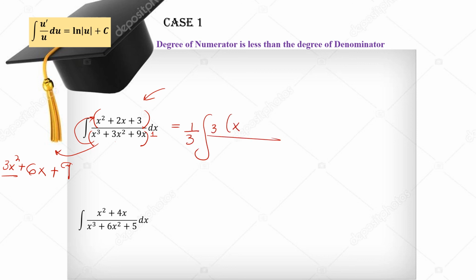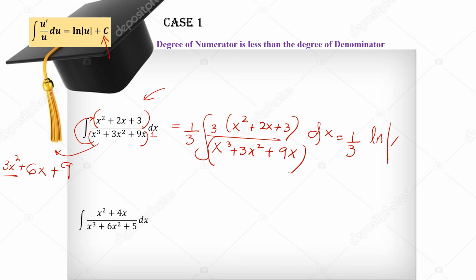So it will give you x squared plus 2x plus 3 inside and x cubed plus 3x squared plus 9x in the denominator. Now 1 over 3 is outside, write it as it is. This is a perfect formula, which is written in the form of u prime over u. So I will write ln of my u that is in the denominator. So just understand the pattern.